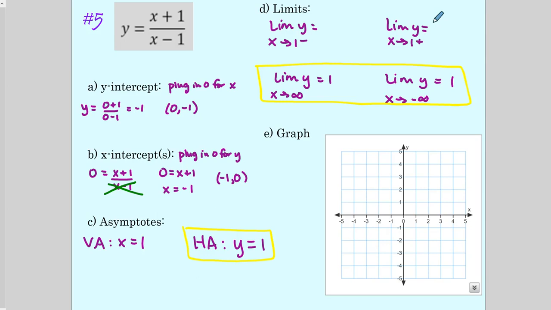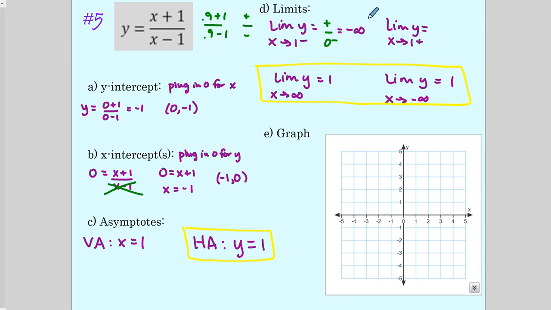Okay, so when x is a little bit less than 1, let's imagine that as 0.9. So if we have (0.9 plus 1) over (0.9 minus 1), you have something close to 2 over something really, really small but negative. So you have a positive over a negative. This is how I want you to show your work. You have a positive over a really tiny negative, very close to 0. So that's going to be basically going toward negative infinity.